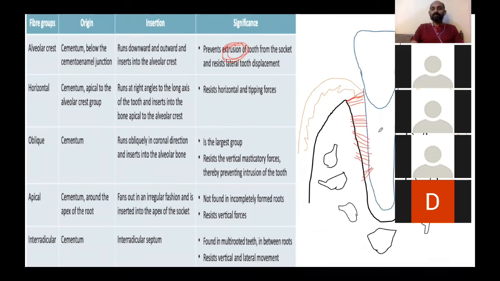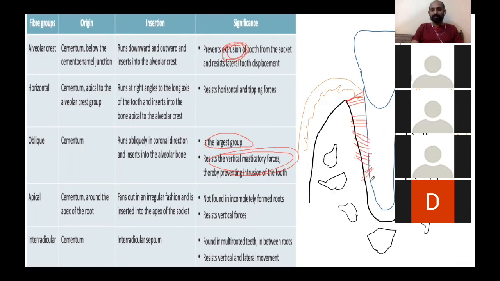So this forms the largest group, and the important function is that it resists vertical masticatory forces, so that it doesn't allow the tooth to intrude, meaning the opposite of extrusion. It doesn't allow the tooth to intrude inside, because when you keep biting, the tooth cannot constantly move inside and outside. That cannot happen. So this group of fibers prevents intrusion. This is the largest and most important group.